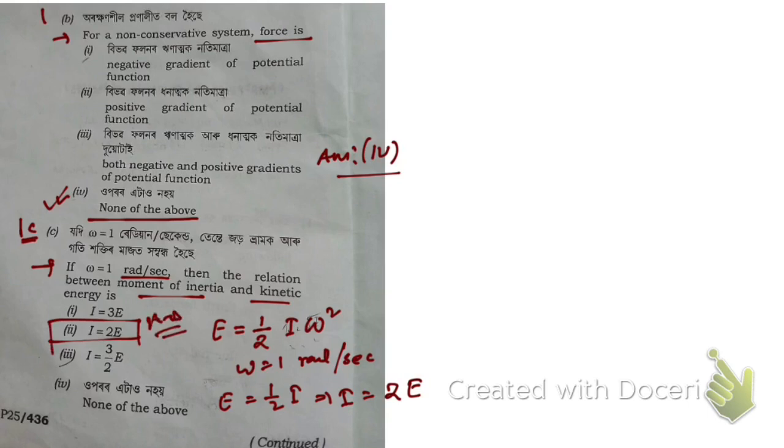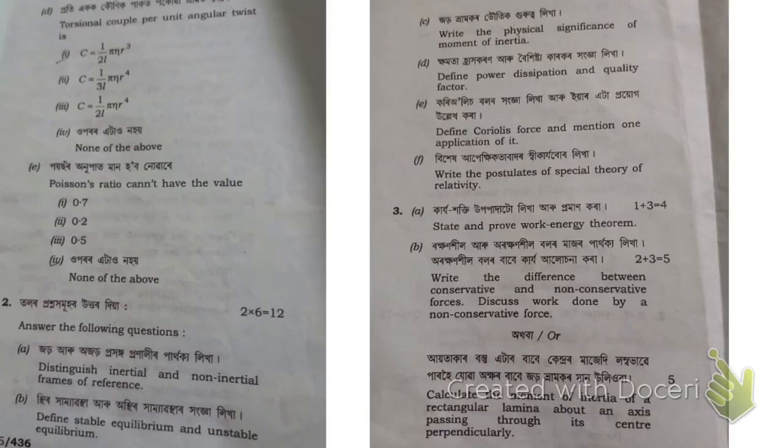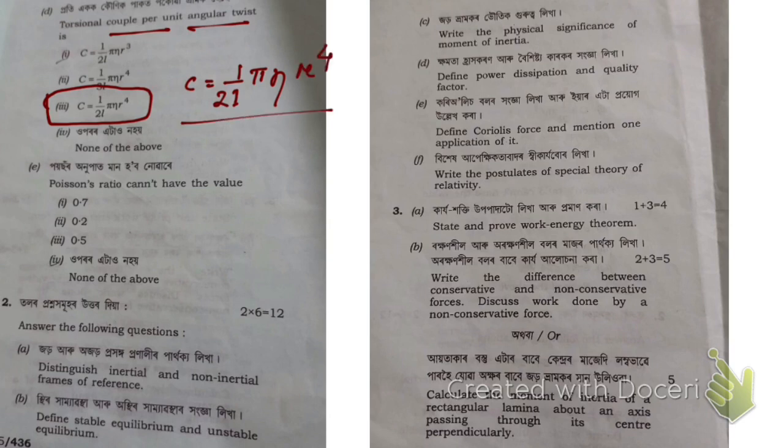Now let's see the next question. Here you see, torsional couple per unit angular twist. Which one is the correct expression? C is equal to pi eta r to the power 4 by 2l. This is the correct option.